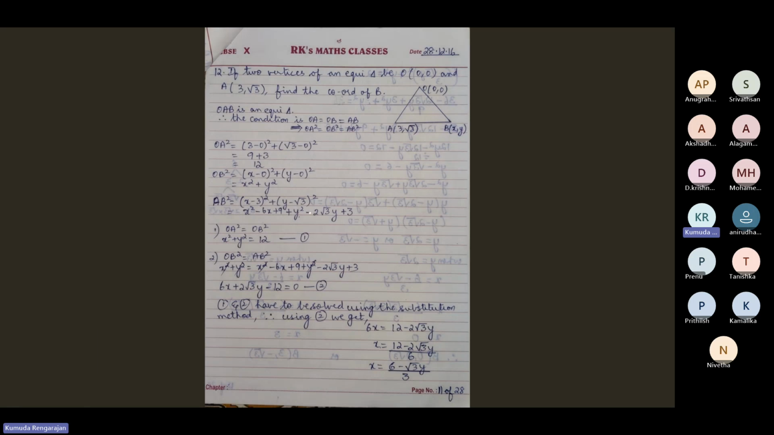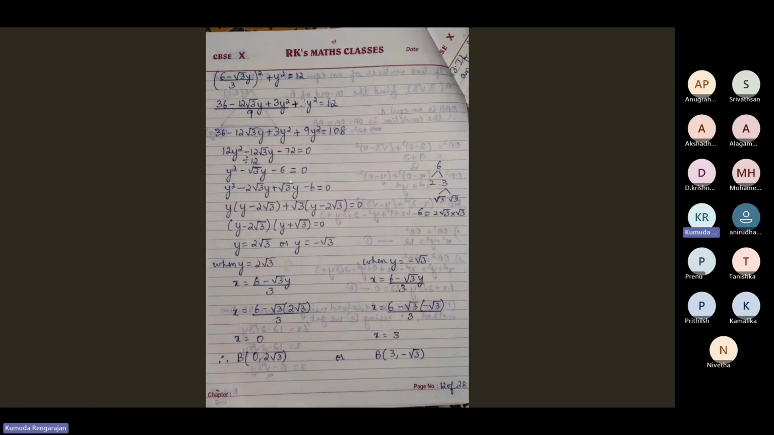This equation is quadratic. This is linear. Use the linear equation to write one variable in terms of the other variable. So I have written x in terms of y. Substitute this in the quadratic equation. Where there is x, use (6 minus root 3y) by 3. That way you'll be able to find the values of y.